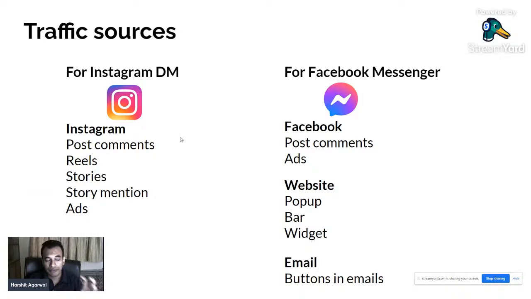So if you have the funnel on Instagram DM, then you can drive traffic from post comments, reels, stories, story mentions, or ads. If someone posts a comment on an Instagram post, then you can trigger the system and get into conversation with the person. You can get the person to reply on one of your Instagram reels and have a conversation with the person. You can do the same on stories. You can do the same if the person mentions you in their story, and you can also drive traffic through Instagram ads.